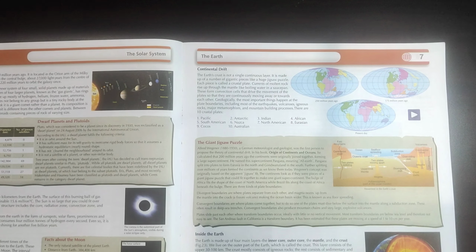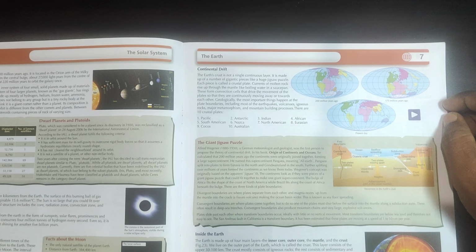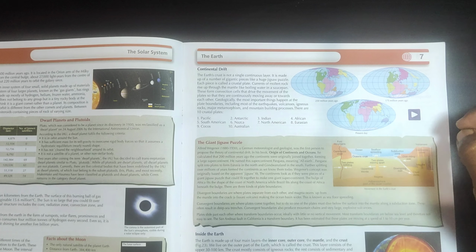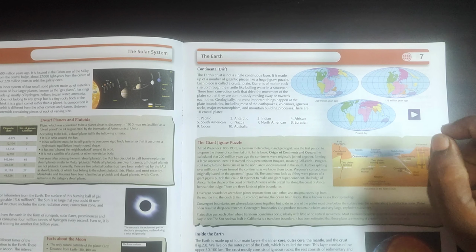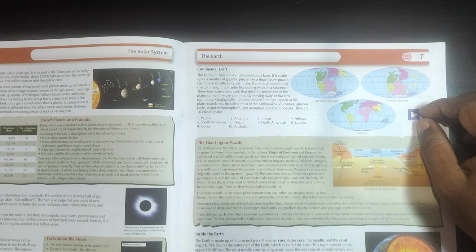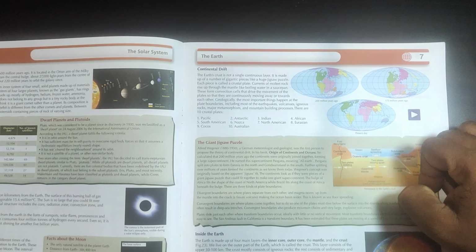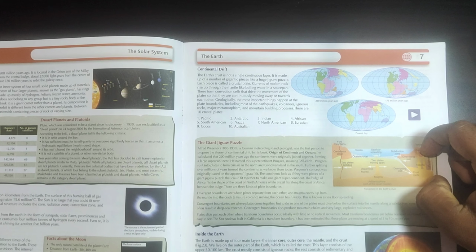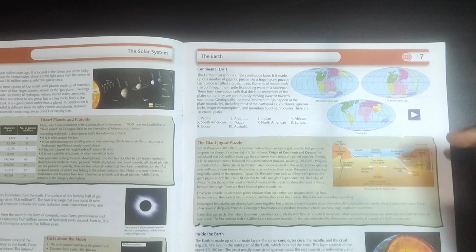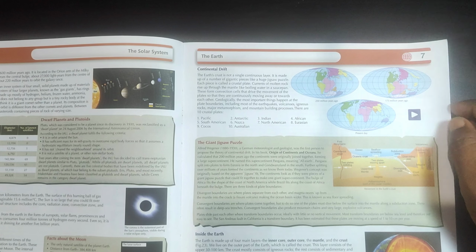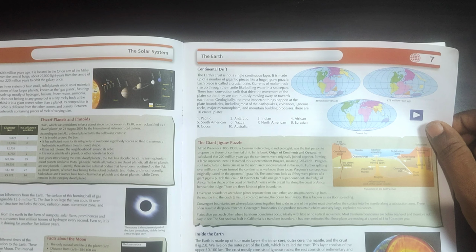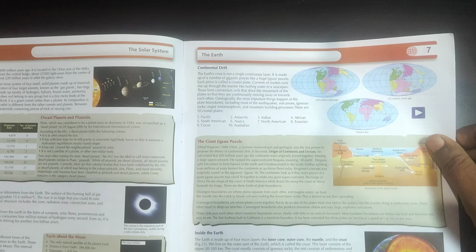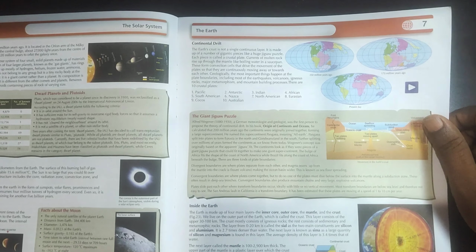And here they have given the continental drift theory in a short and sharp description, and it is followed by the giant jigsaw puzzle. A giant jigsaw puzzle will help us to have a better understanding of the continental drift theory, which was proposed by Alfred Wegener, a geographical scientist.